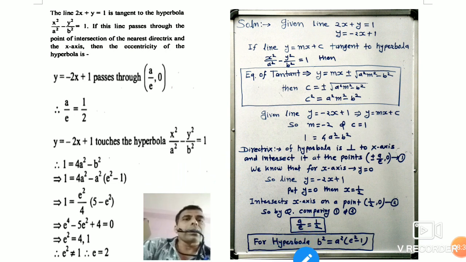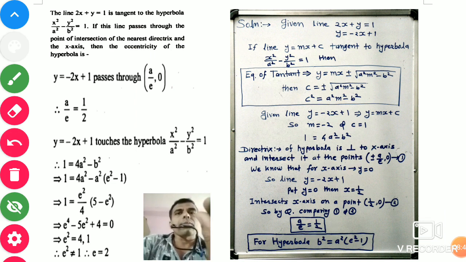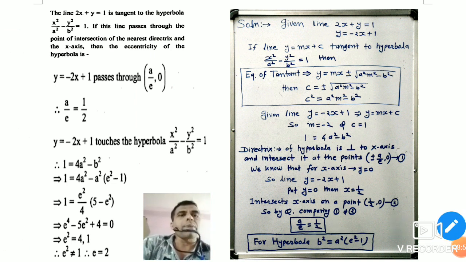So for hyperbola, you also have to remember this formula: b square is always equal to a square, in bracket, e square minus 1. Here we can write b square is equal to a square, e square minus 1, and the value of a is equal to e upon 2. So we put here the value of a is equal to e upon 2.